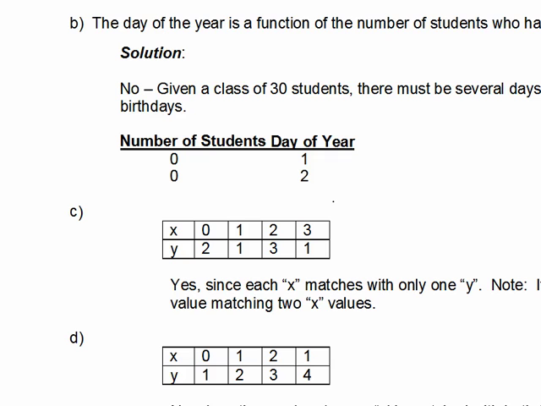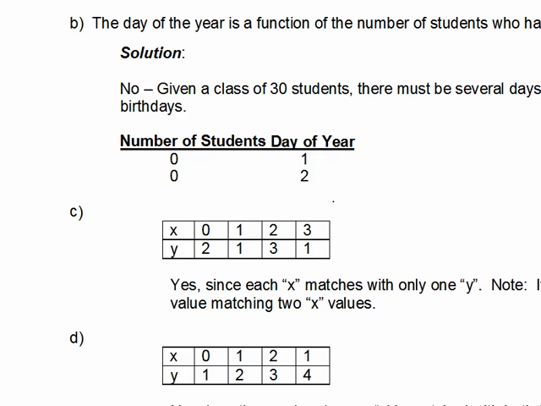Notice in a class of 30 students, there will have to be several days which no students have birthdays. So maybe nobody has a birthday on the first day of the year, and potentially nobody has a birthday on the second day of the year. As soon as that happens, our input is used more than once, so we do not have a function.